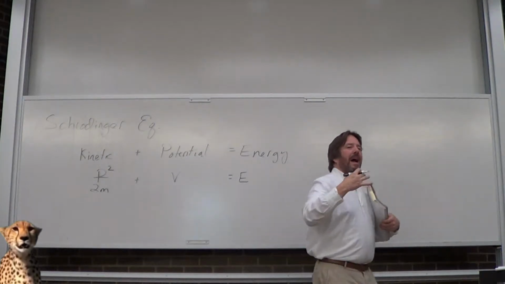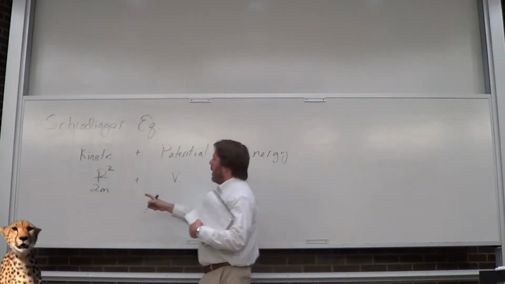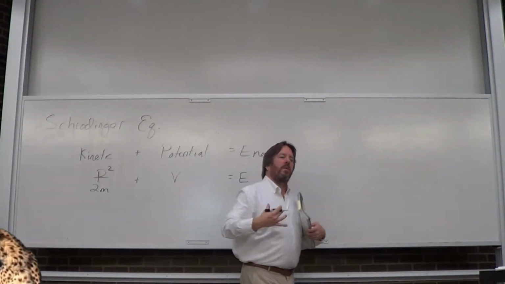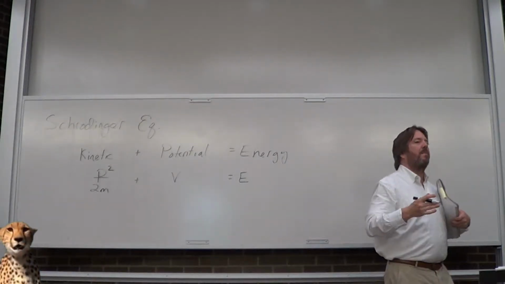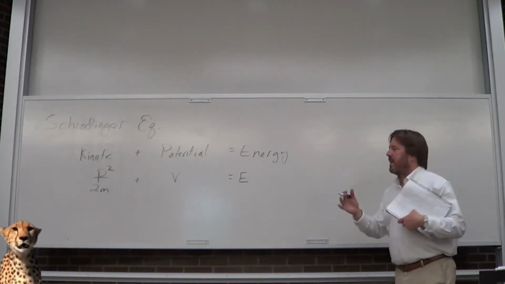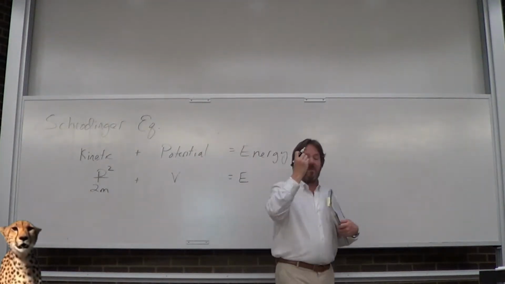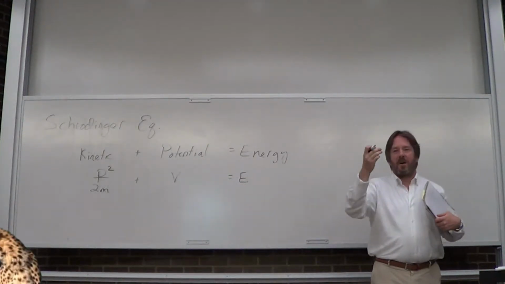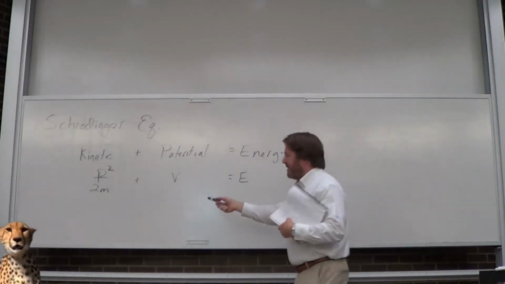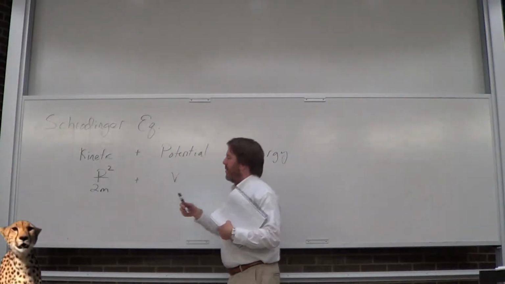I know you would prefer 1/2 mv squared, but it doesn't work well with quantum mechanics. P squared over 2m is the same thing. It's a little bit more quantum mechanical friendly, so that's why we stick with P squared over 2m. You're going to see that forever, forever being the next 3 months. You're going to be seeing this in every equation I write, by the way.